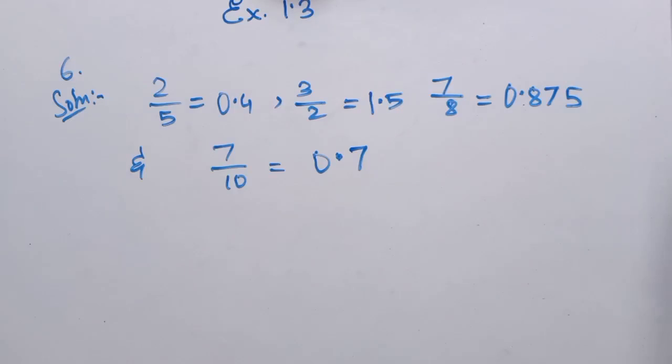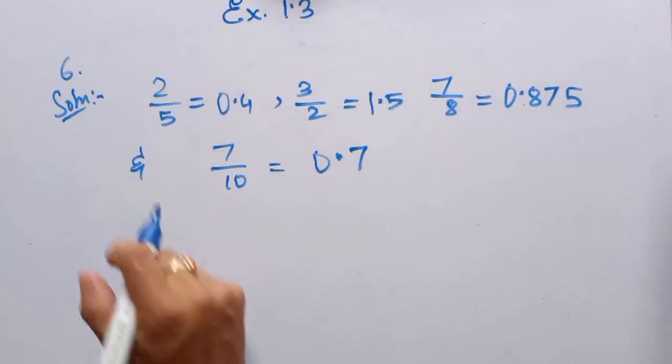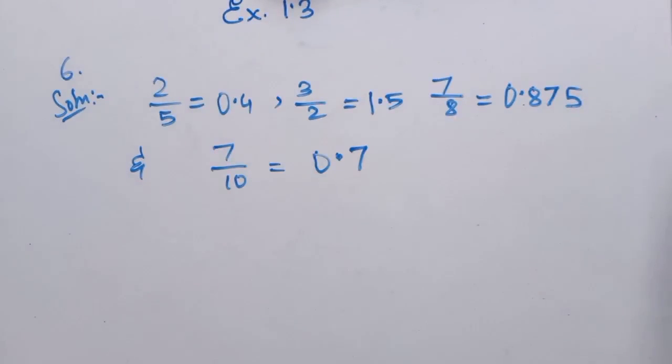So here the question asks you to find the property which satisfies the condition of q, that is, the denominator. So let us first consider the number 2 by 5. We have taken the number 2 by 5, which is in the form of p by q and q not equal to 0. Likewise, the other numbers 3 by 2, 7 by 8, and 7 by 10 are in the form p by q and q not equal to 0, and there is no common factor between the numerator and denominator other than 1.